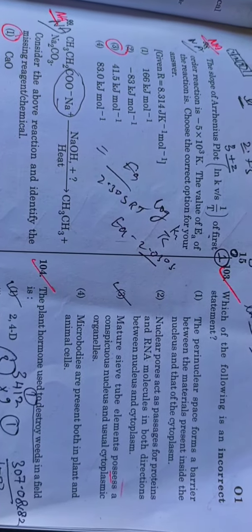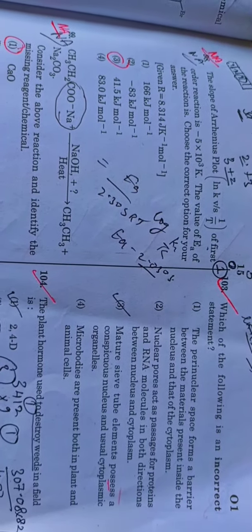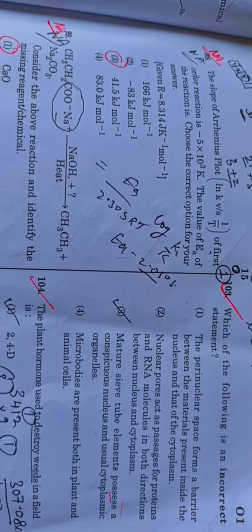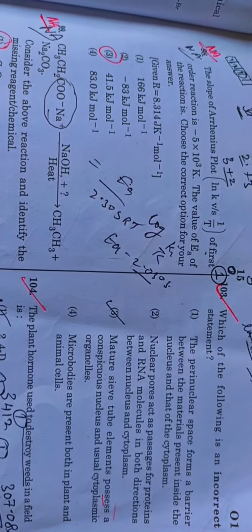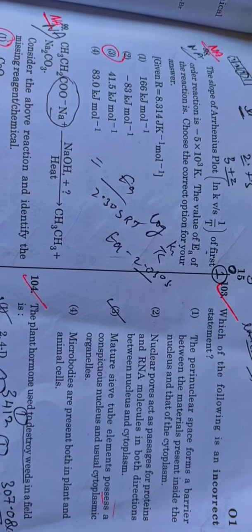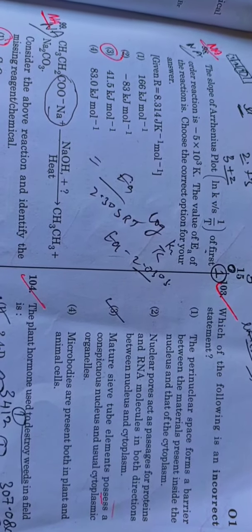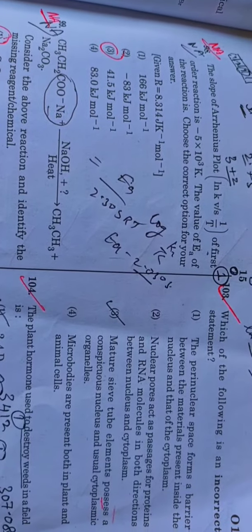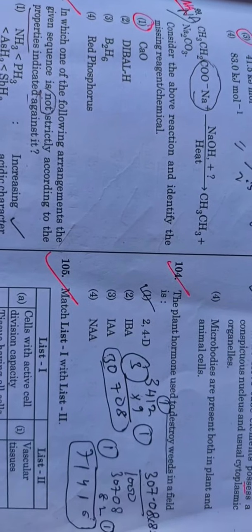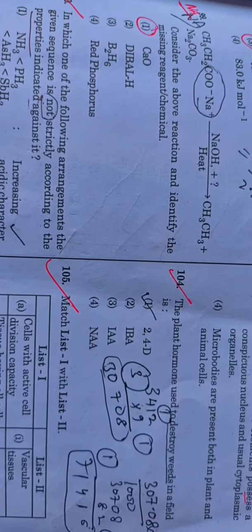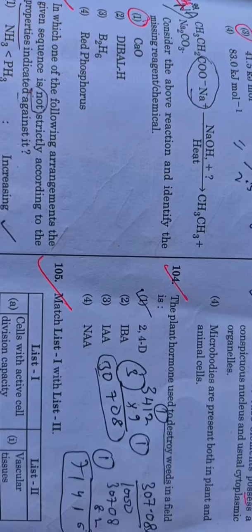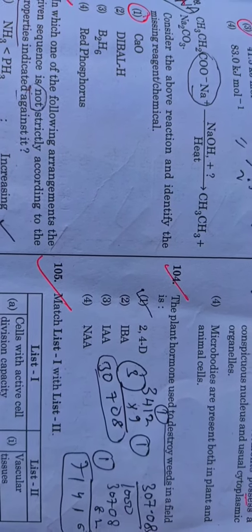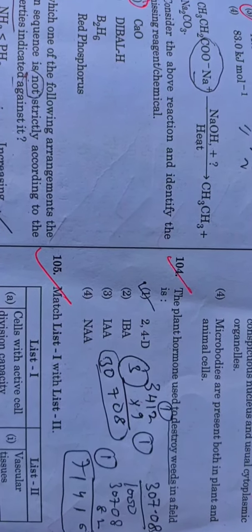Question number 103. Which of the following is an incorrect statement? So option third, that is mature sieve tube element contains a conspicuous nucleus and unusual cytoplasmic organelle, is the correct option, because this statement is incorrect as mature sieve tube elements do not possess a nucleus. Question number 104. The plant hormone used to destroy weeds in a field is 2,4-D. As we know, 2,4-D is a kind of auxin and it is used to kill dicot weeds. So the first option will be the correct one.